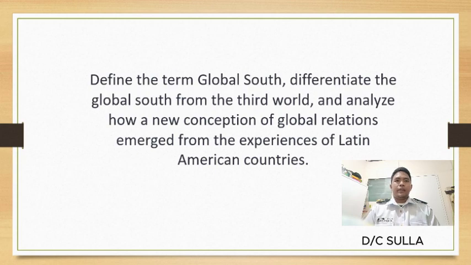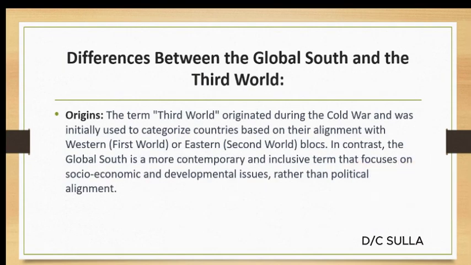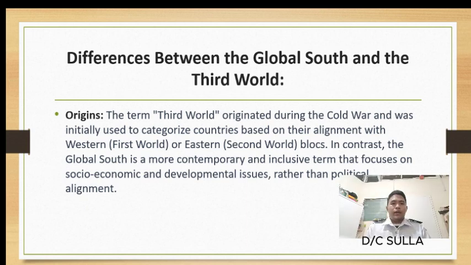Characteristics often associated with the Global South include lower income levels, higher levels of poverty, greater economic inequalities, and less access to resources. Between the Global South and the Third World, the term Third World originated during the Cold War and was initially used to categorize countries based on their alignment with the Western or First World, or the Eastern Second World blocs.